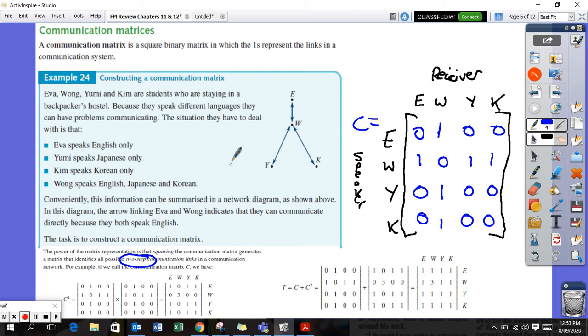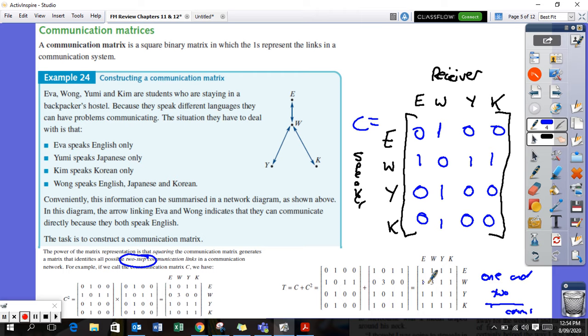Everyone can do a two-step, except for Wong. With Wong there's no two-step communications because everything is direct. So there's only one-step communications for Wong. Everyone else, there's 1, 2, 1, 2. Everyone can do a two-step communication, so we get ones in all of these other cells. And if we add the C and the C squared, we get all the one and two-step communications.